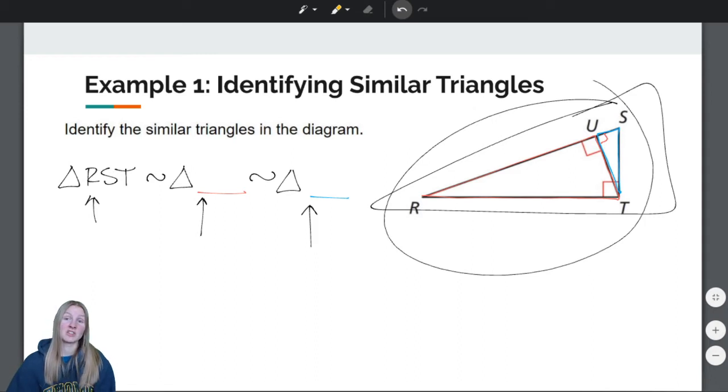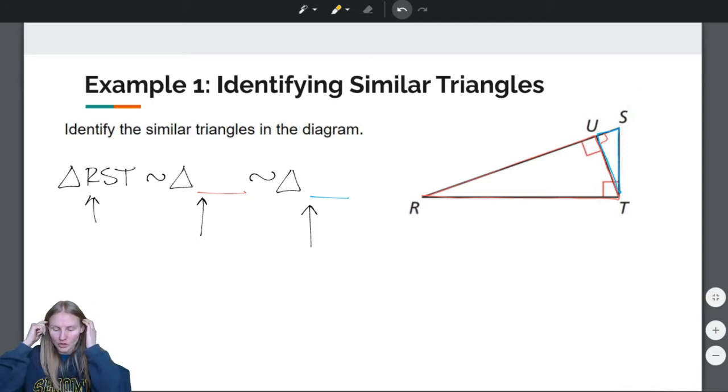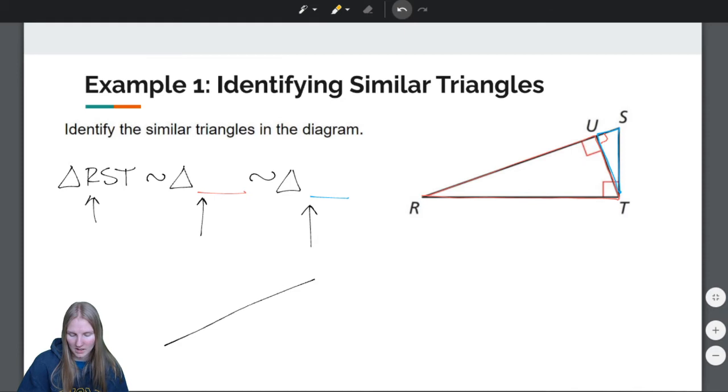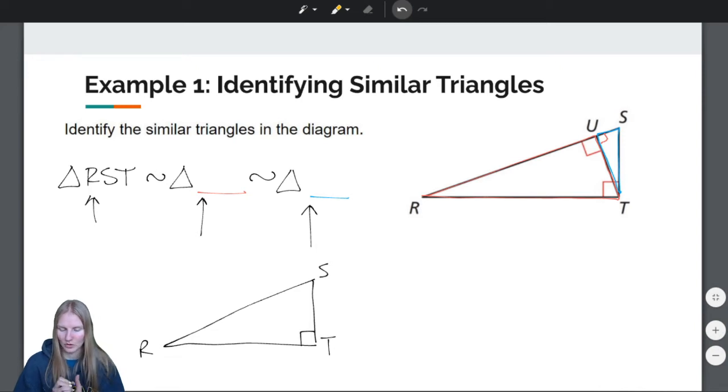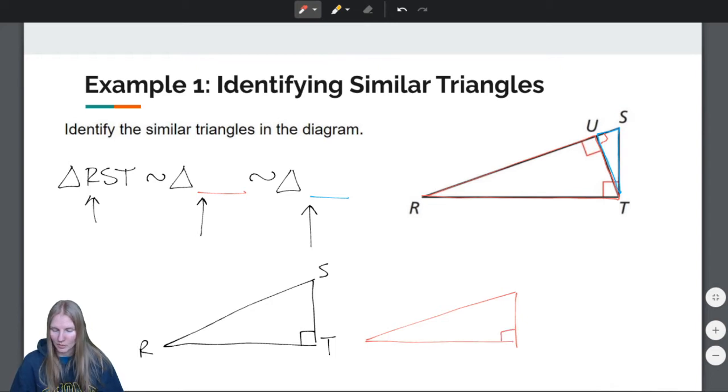That is very hard to see in this picture. So what we're going to do is draw each of these triangles in the same orientation. So this is our original triangle, RST. Now, I know that the red triangle is similar to this one. But which vertex goes where?